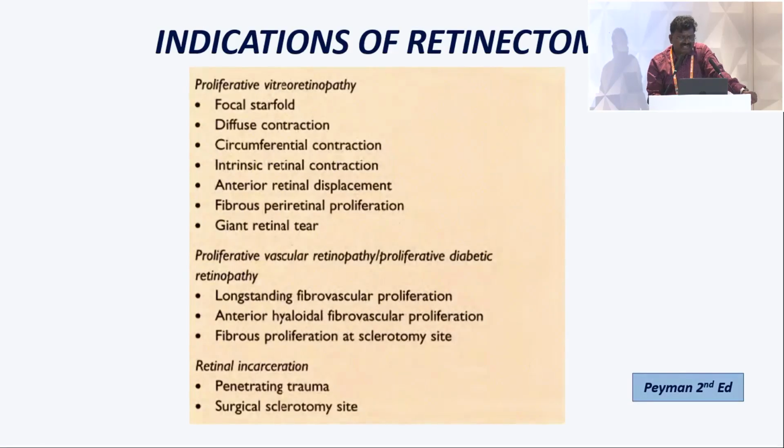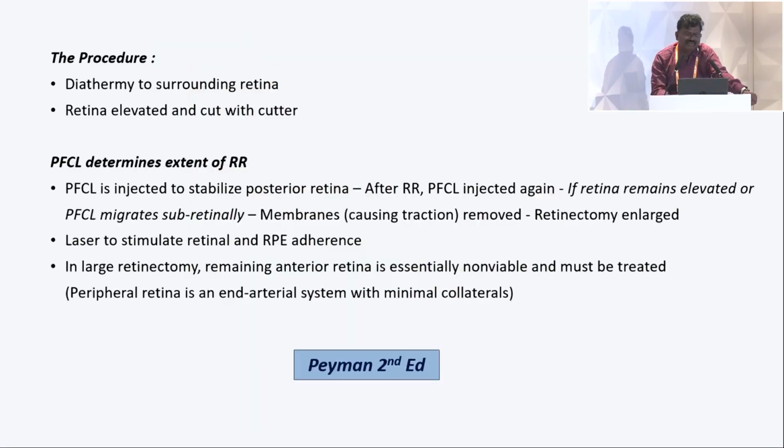Retinectomy is very important. These are the indications where we do the retinectomy. The most important is the extent of the retinectomy. When we are doing retinectomy, at least 180 degrees has to be done. And prior to that, we have to do diathermy so that there is not much bleeding.